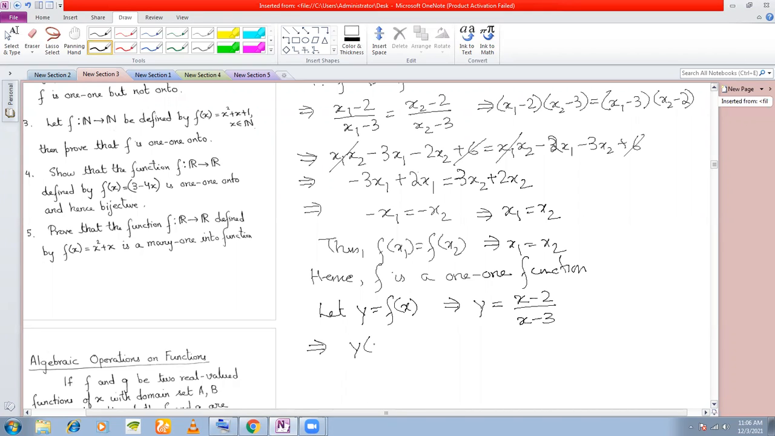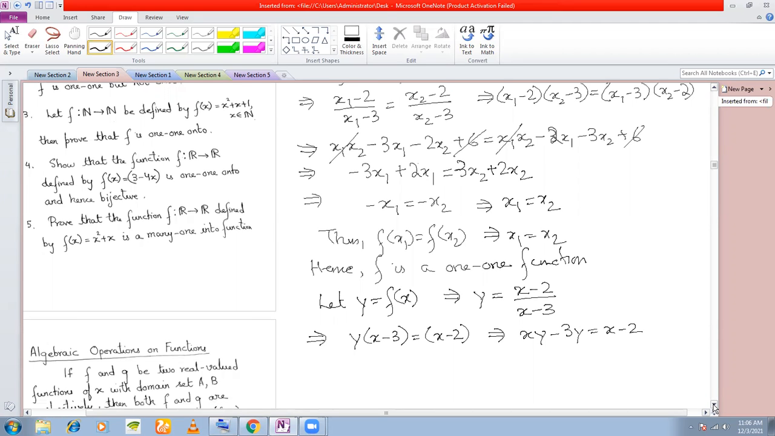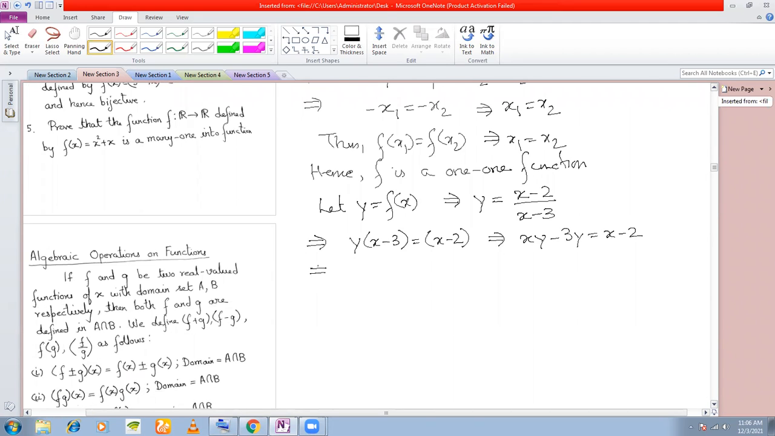So you multiply y into (x minus 3) is equal to x minus 2. That means xy minus 3y is equal to x minus 2. That means xy minus x is equal to 3y minus 2. Now you can take x common to get x(y minus 1) is equal to 3y minus 2. That means you're getting x is equal to (3y minus 2) divided by (y minus 1).